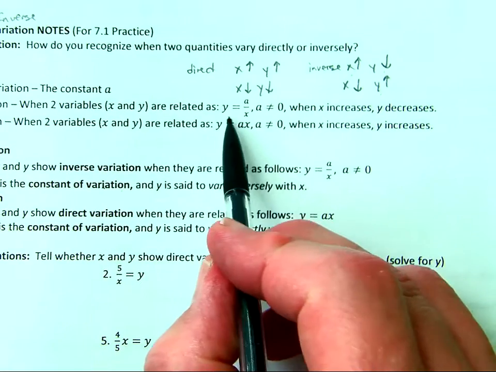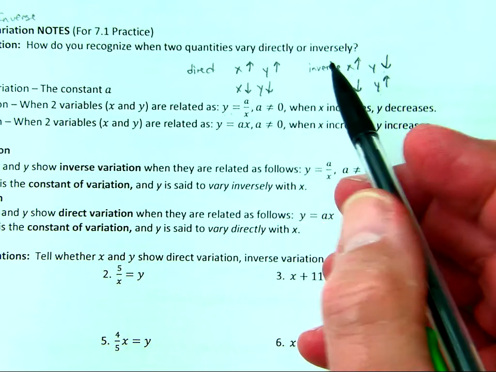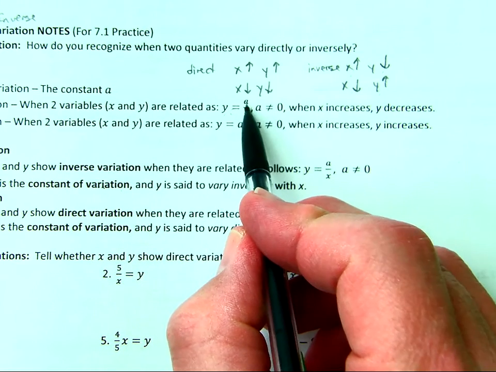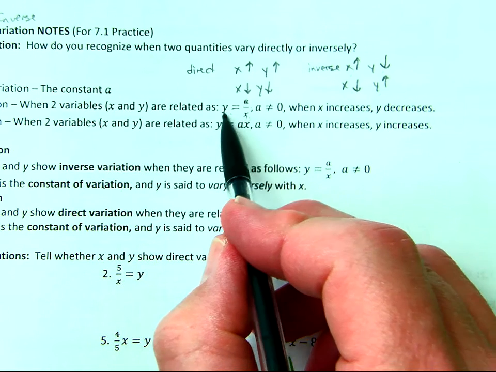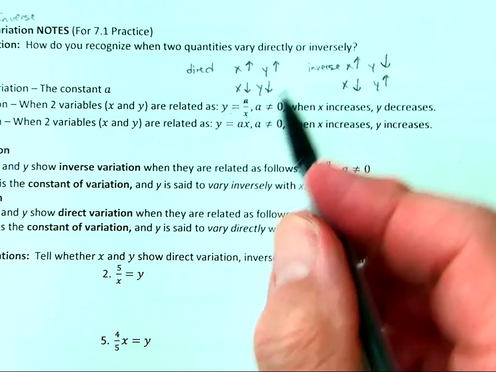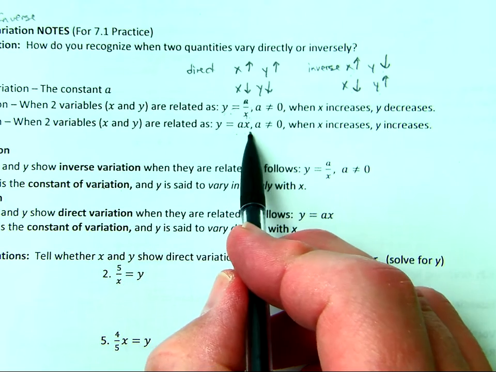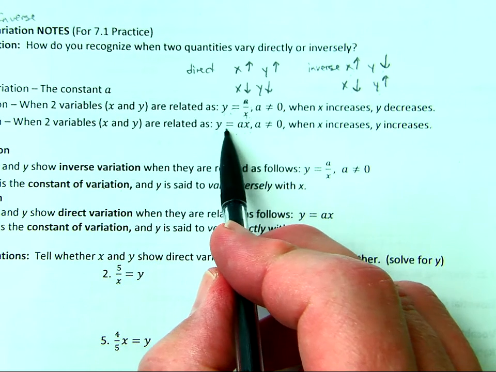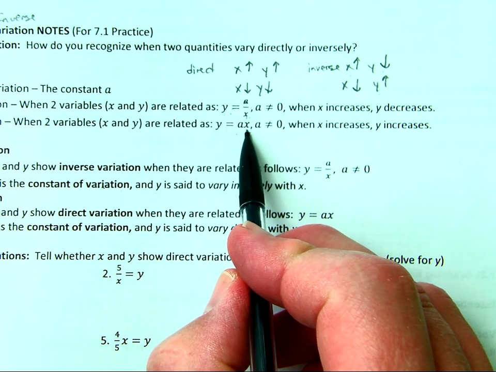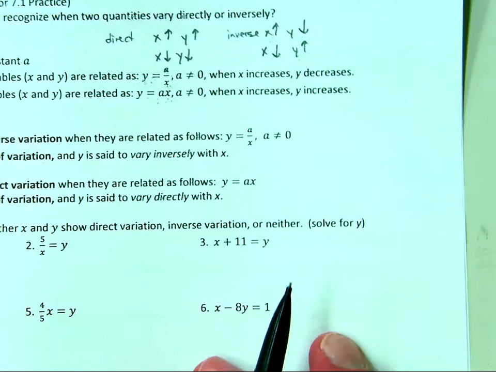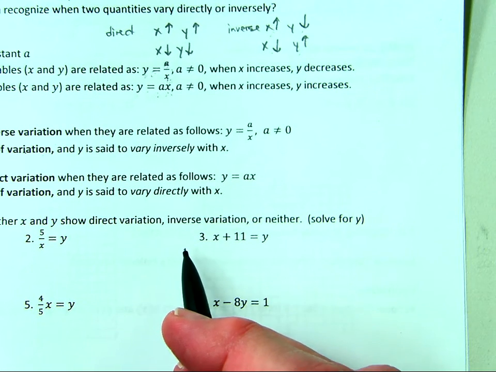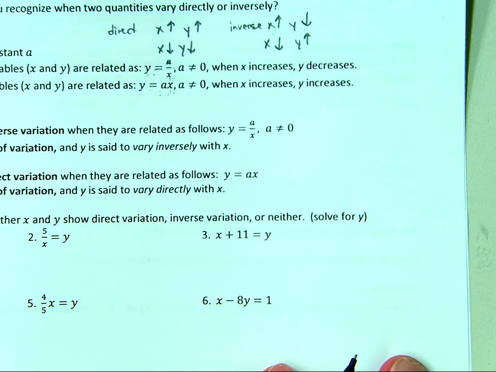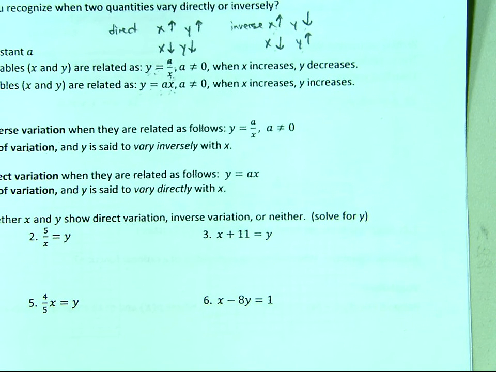Now we have a little equation for both of them. For inverse variation, it's Y equals A over X. And this is read, Y varies inversely as X. So when X is on the bottom, there's a constant on the top. When X is on the bottom, that's Y varies inversely as X. If it looks like this, Y equals the constant times X, that's a direct variation. So Y varies directly as X. And this stuff down here is repeating the same thing. If it varies inversely, it's Y equals A over X, a constant over X. If it's directly, Y equals a constant times X.